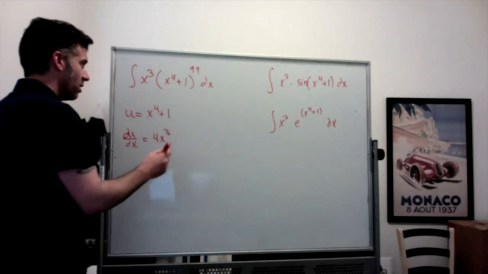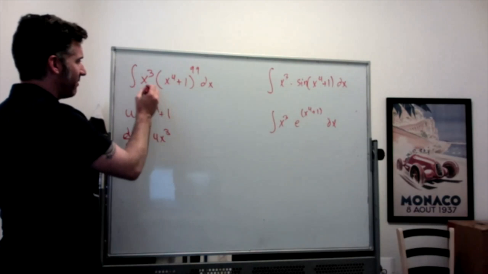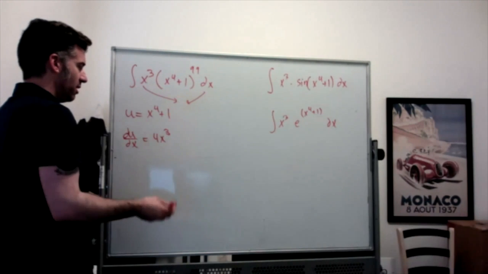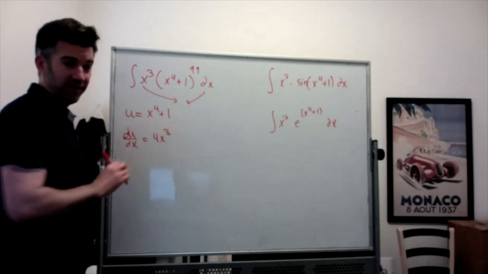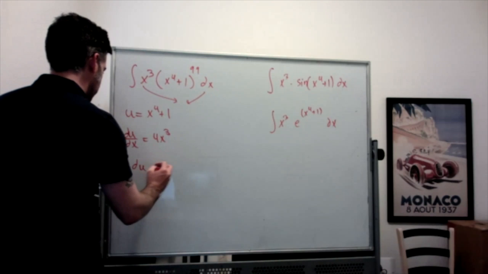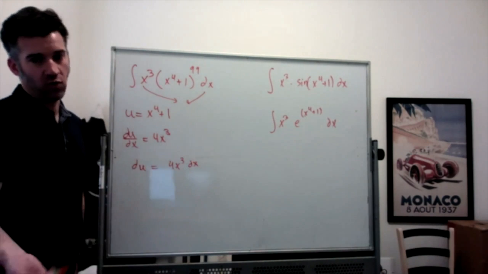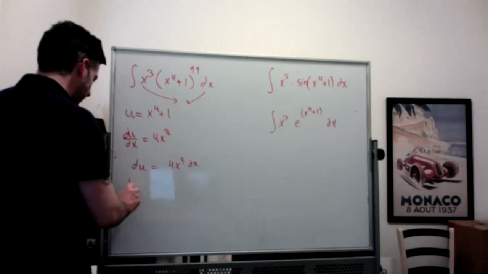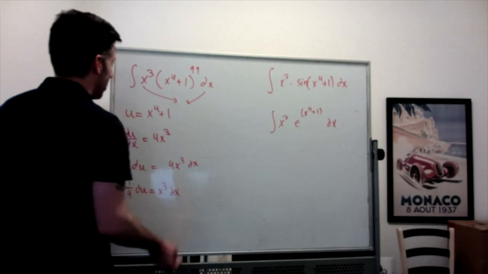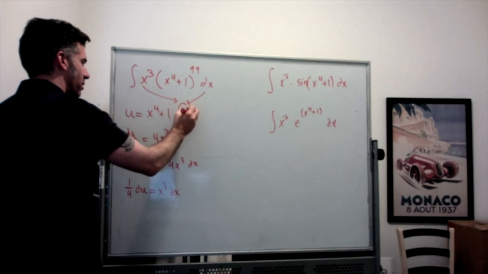So then I need to do 2 things. I need to figure out how to make this work. So I have an x cubed dx. I want to make this look like I have x cubed dx on one side. So I'm going to multiply both sides by dx. So du is 4x cubed dx. And then I'm going to divide both sides by 4, or multiply by 1/4. So that 1/4 du is equal to x cubed dx. Great. X cubed dx is going to be 1/4 du.